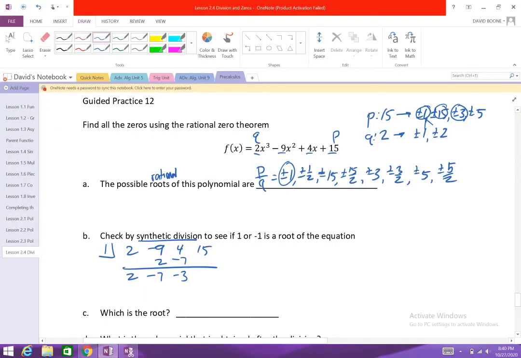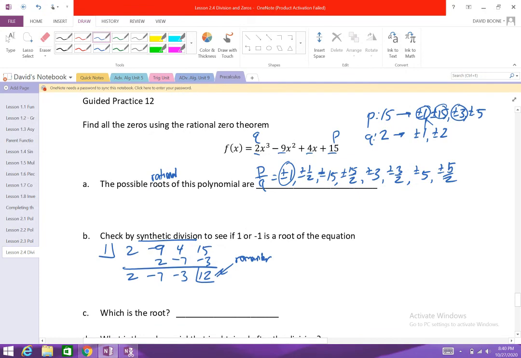This was 1 times negative 7. No, I'm good. Just a little mistake. Sorry. Well, and this would be negative 3. So this would be 12. That's my remainder. I don't want a remainder if I want it to be a factor.